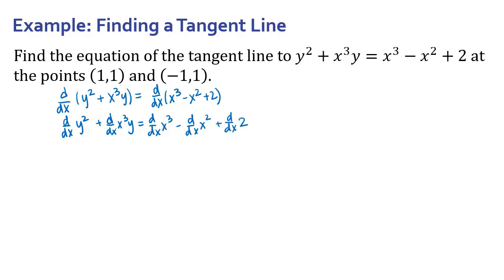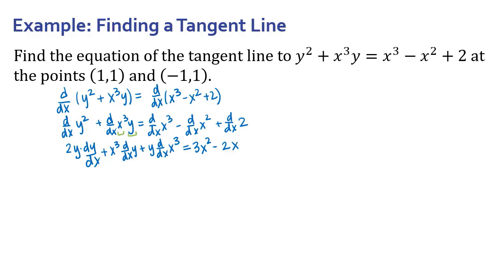All right, so this is going to give us the derivative with respect to x of y squared. That's going to be 2y times dy/dx, because this is taking the derivative of y with respect to x. For the second one, I'm going to have to use the product rule. I've got two functions multiplied together, so it's the first times the derivative of the second plus the second times the derivative of the first. And on the other side, the derivative with respect to x of x cubed is 3x squared, and we have minus 2x and then plus 0.